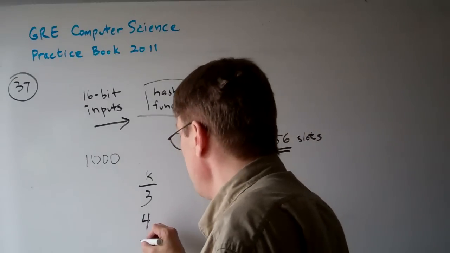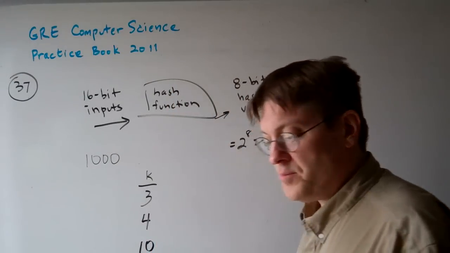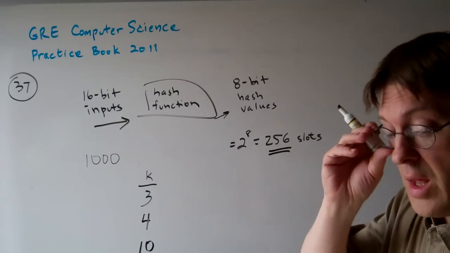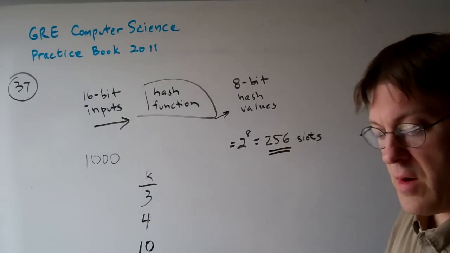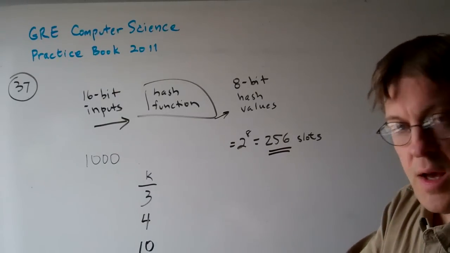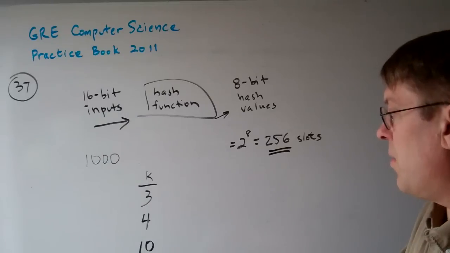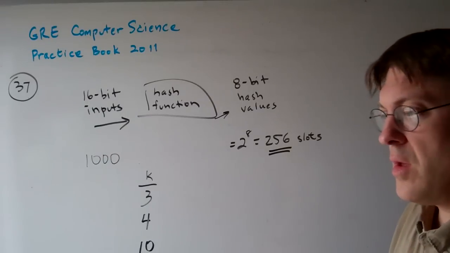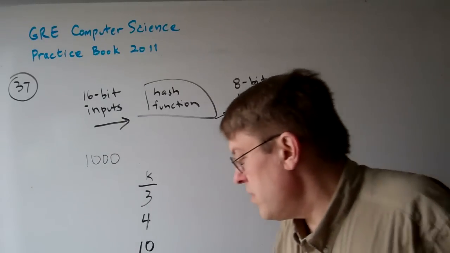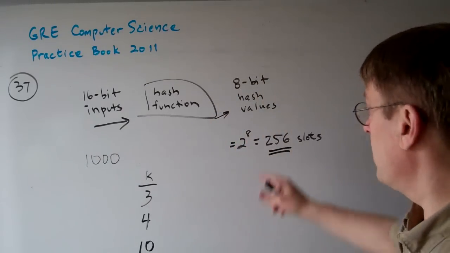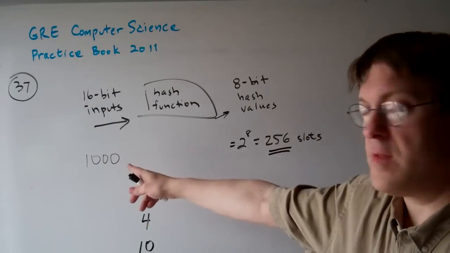So now let's try C. C says 10. Is it necessary that we would have 10, that one of these slots would have 10 different of these things mapped to it?